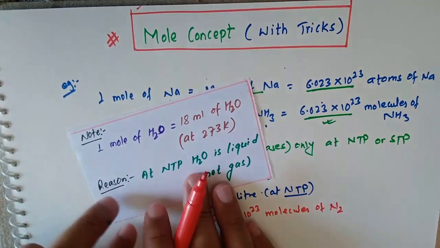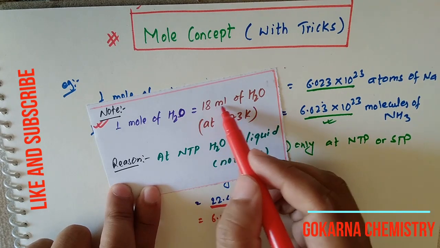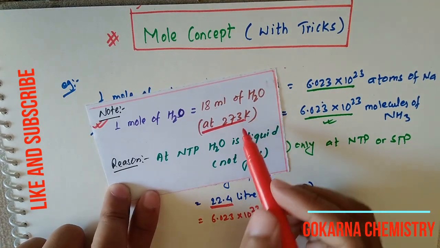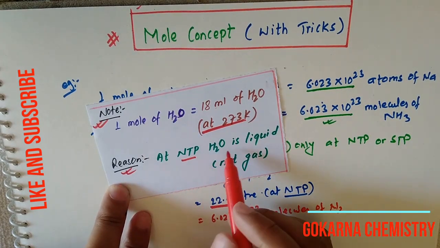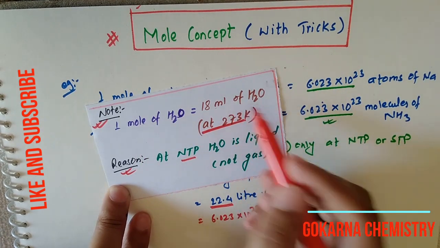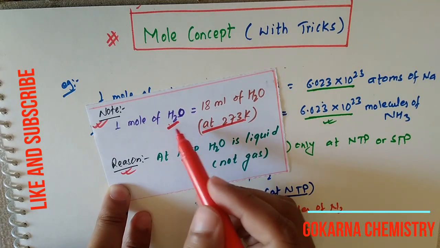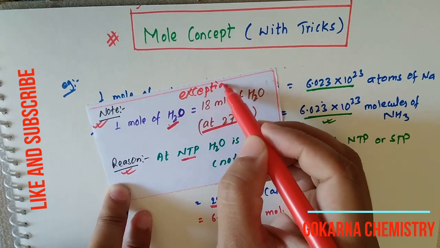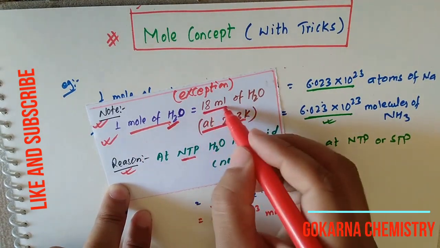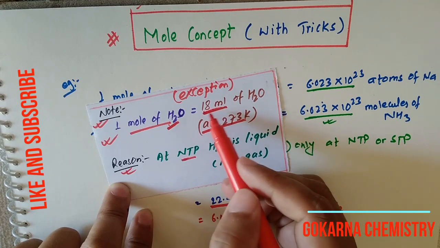But one is an exception here. This is very important. 1 mole of water, 1 mole of H2O means 18 ml of water, at 273 Kelvin, which means STP condition, 0 degree Celsius temperature. The reason is, at NTP or STP, water is liquid, not gas. If gas, then 1 mole of gas equals 22.4 liter, but water at NTP is liquid. So it is an exception for water. To remember this, 1 mole of water means 18 ml of H2O. You can remember it by its molecular mass, because the molecular mass of water is 18 gram, and in terms of volume you can write 18 ml.